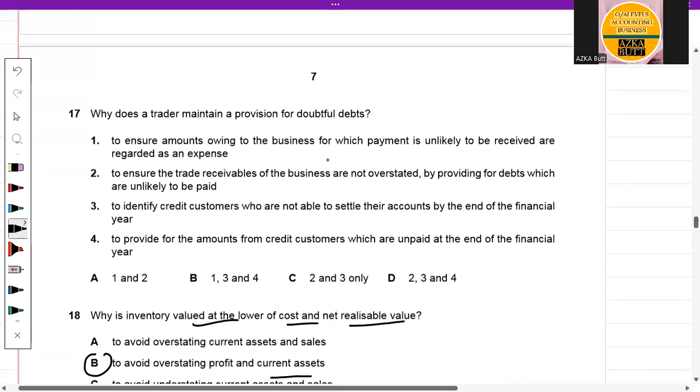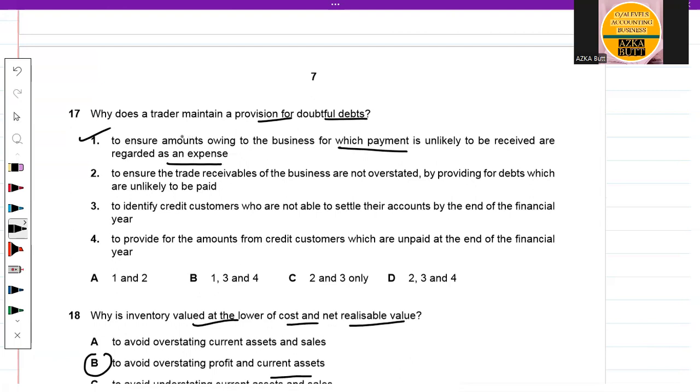So after that, question number 17. Why does a trader maintain a provision for doubtful debts? To ensure amounts owing to the business for which payment is unlikely to be received are regarded as an expense. Yes, this is right. We maintain the provision only for this reason also, so that we can know what would be the amount of doubtful debts, so that we can treat it as an expense.